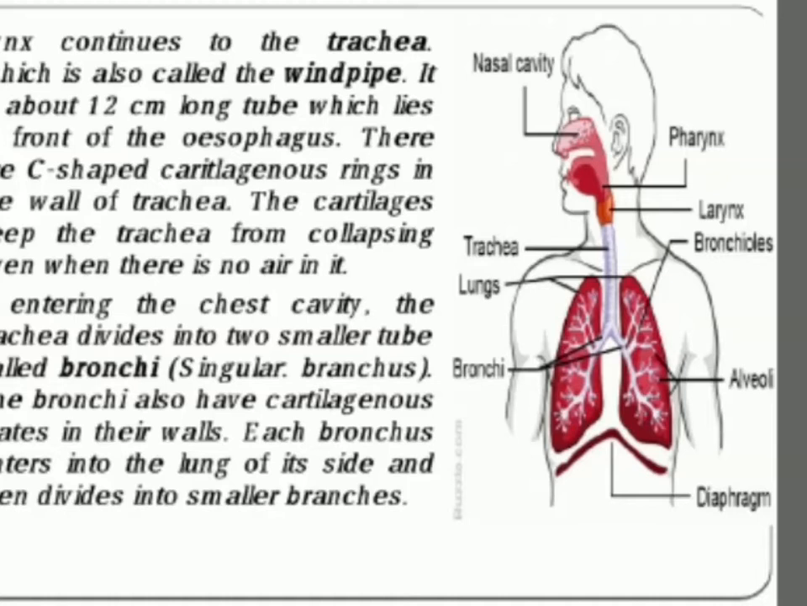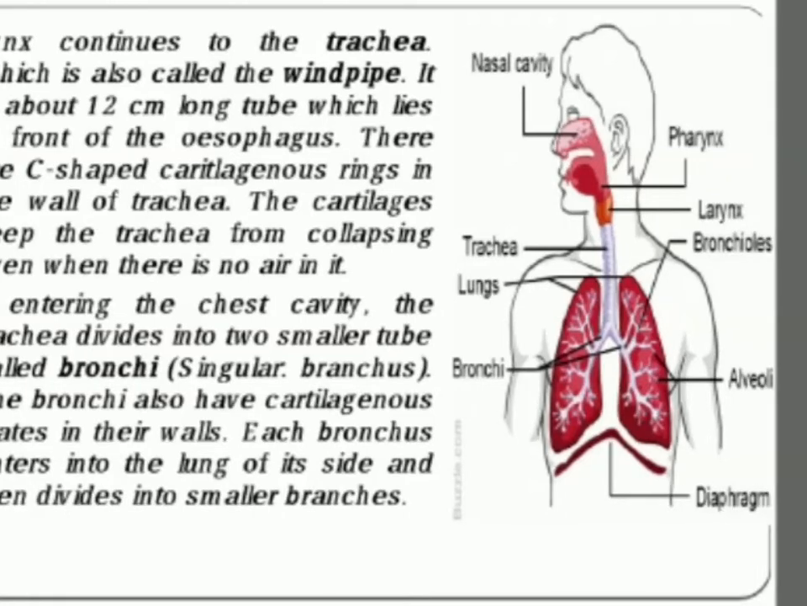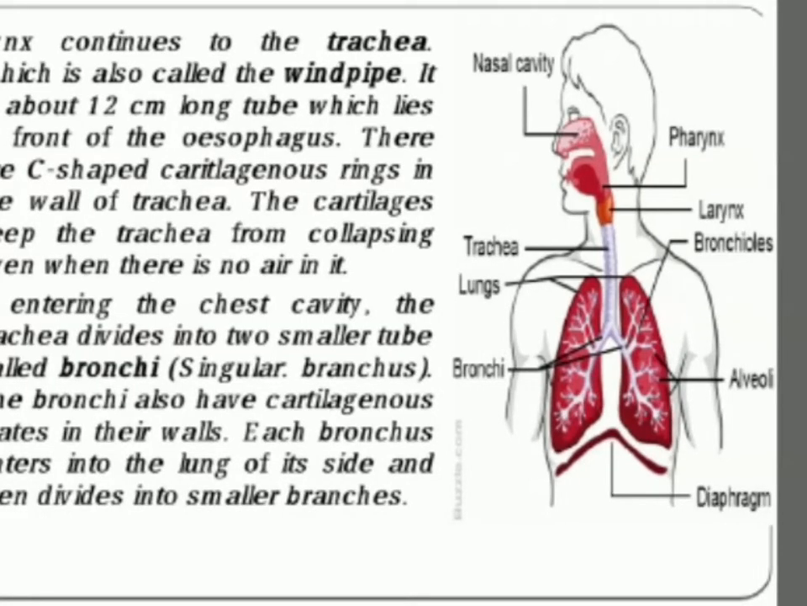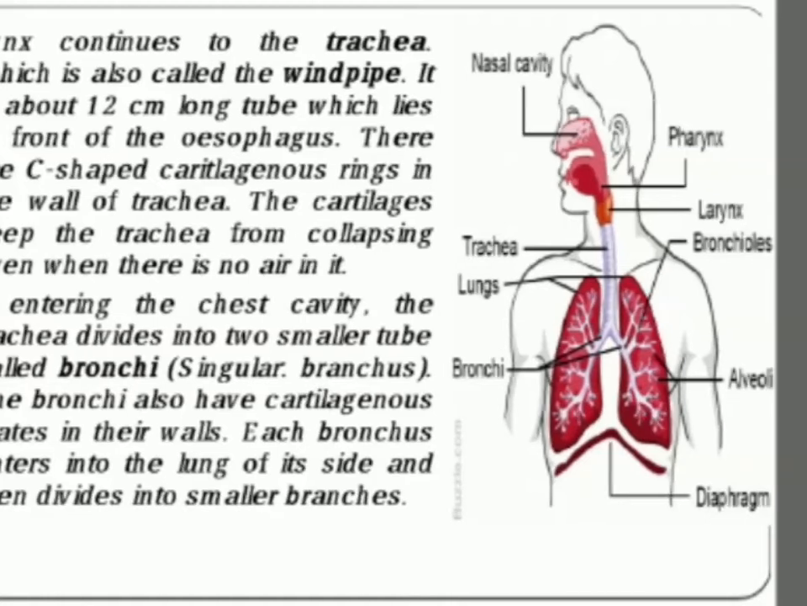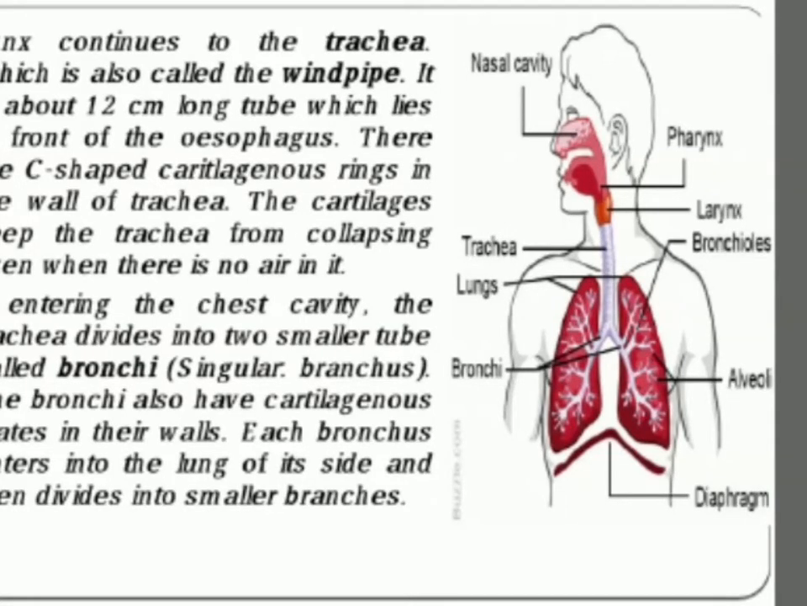It is about 12 centimeter long tube which lies in front of the esophagus. There are C-shaped cartilaginous rings in the wall of the trachea. The cartilages keep the trachea from collapsing.